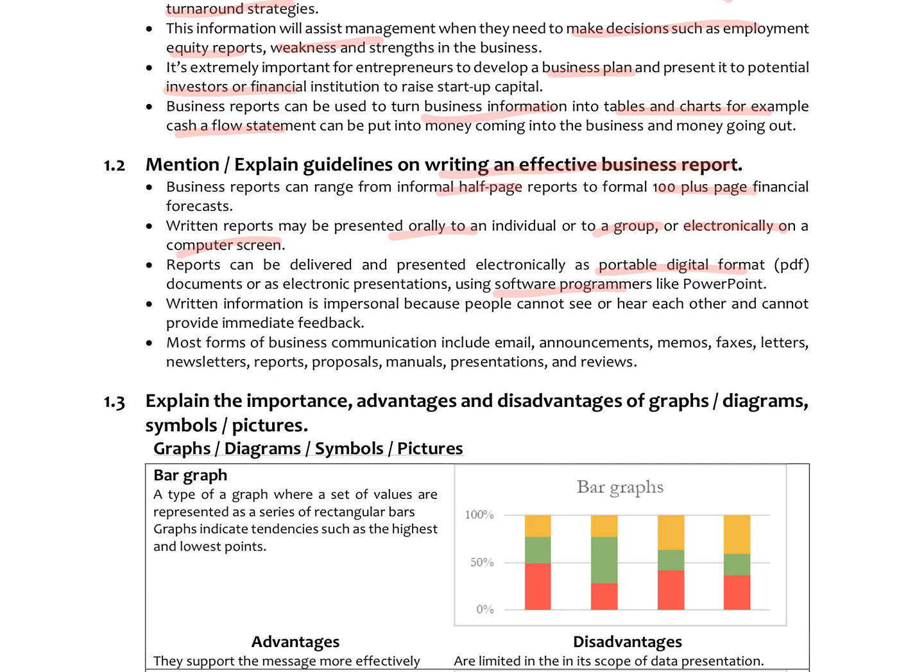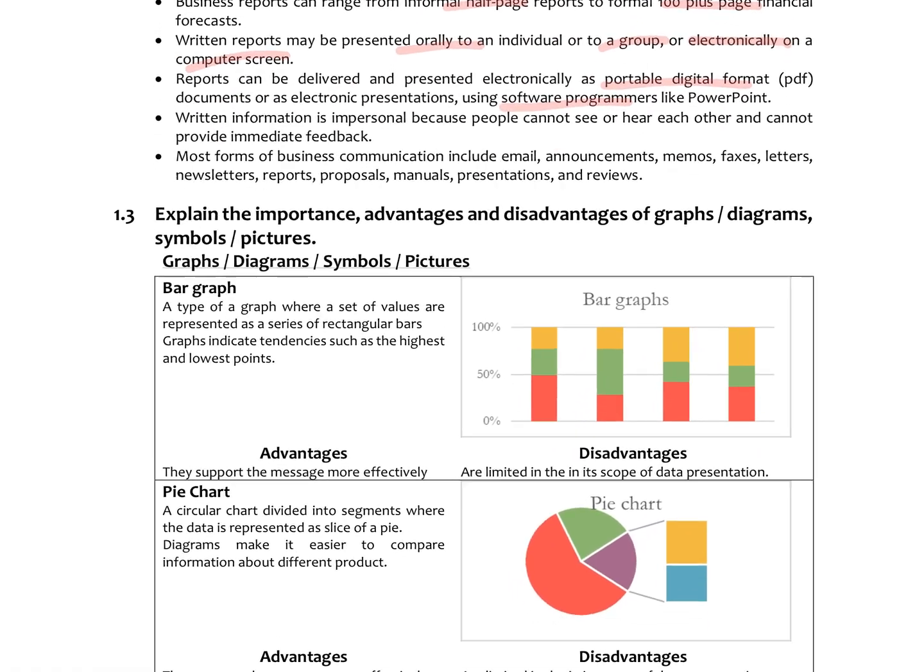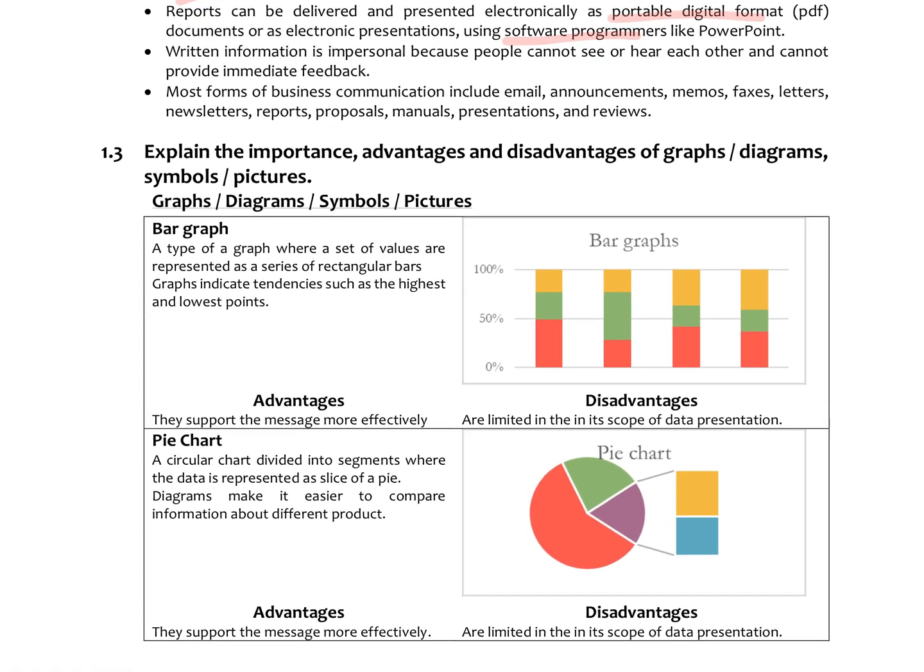If we have a look over here, you guys will see that the next question is to explain the importance, advantages, and disadvantages of graphs, diagrams, symbols, and pictures. And this is a few of the most important graphs. Please have a look. You'll see the first one is a bar graph. We have the advantages and disadvantages and what the picture looks like. Okay. The next one is a pie chart.